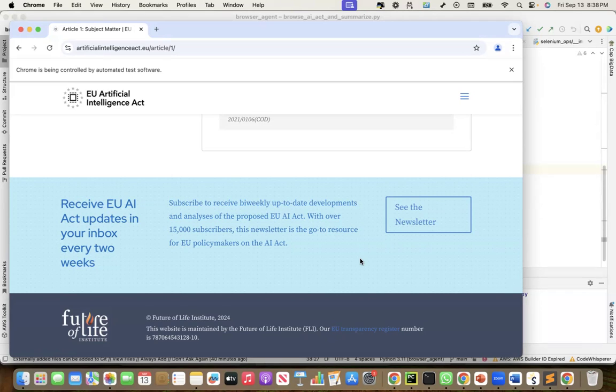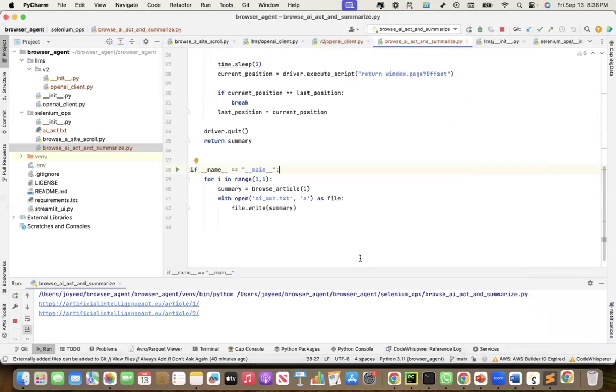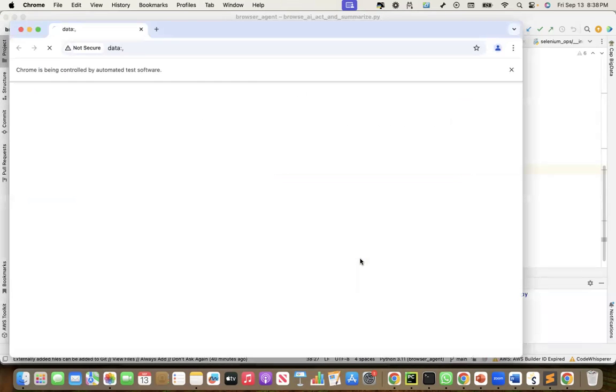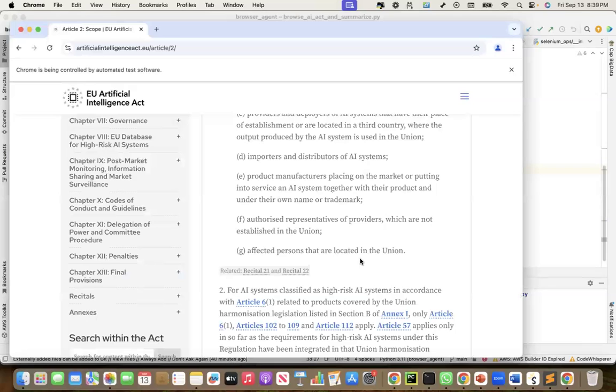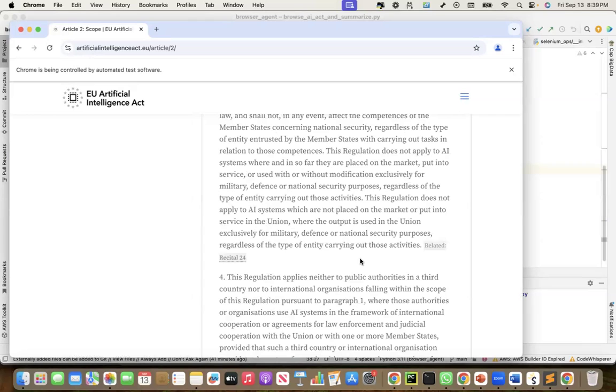So my idea is how I can increase my reading speed, so that I don't have to read everything and somebody summarizes it. That was the idea, and it looks like it is going to help me a lot. Now it started scrolling through article number 2. Not article 2, I think article number 3, which has all the definitions.